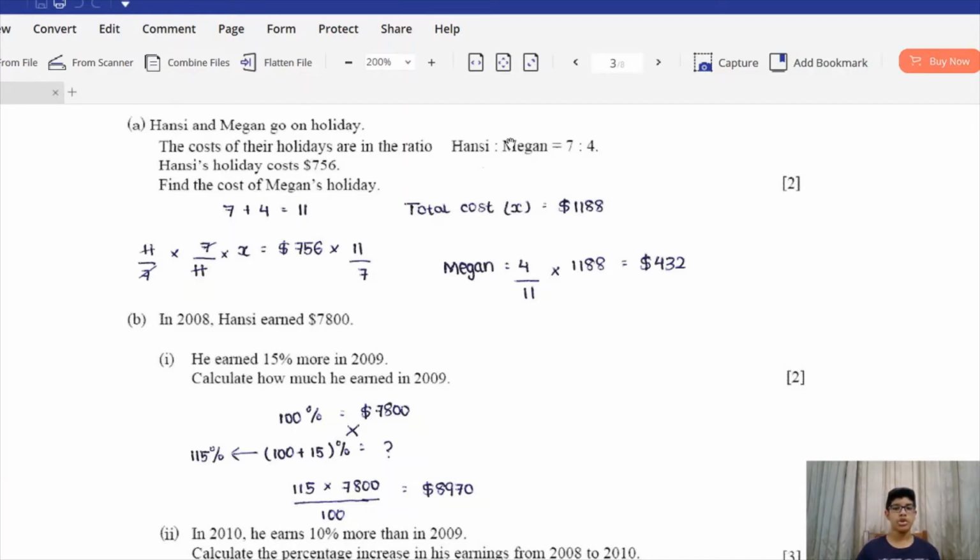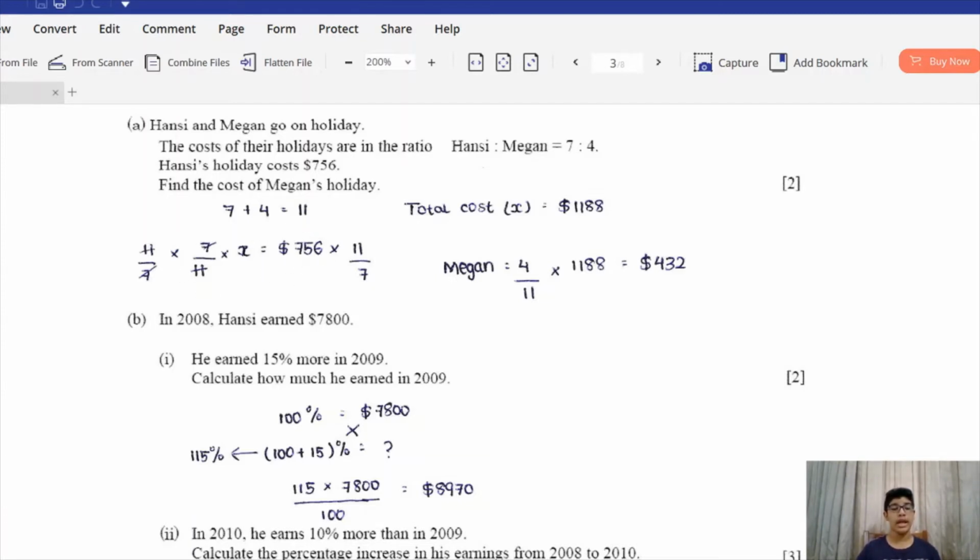So how do we do that? We're going to take the ratio 7 and 4 and add them together. So 7 plus 4. This is the fraction in which the total can be represented as. So Hansi's is 7 over 11 of the total. So 7 over 11 multiplied by x, basically the total cost of holidays, is 756.